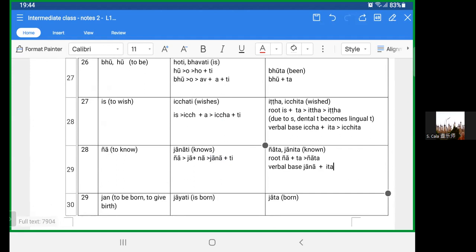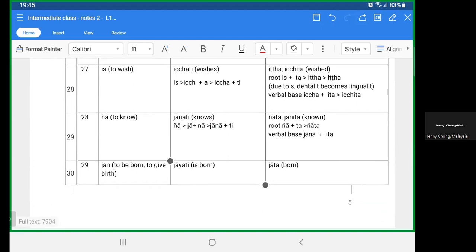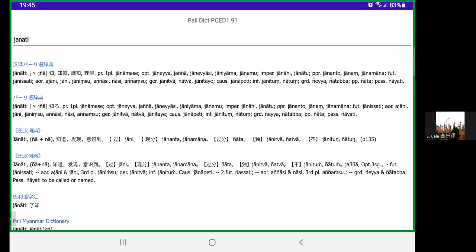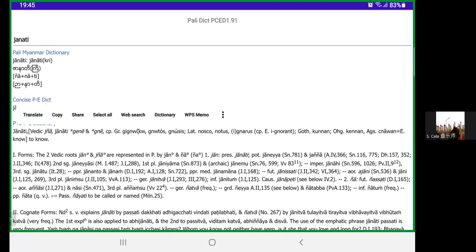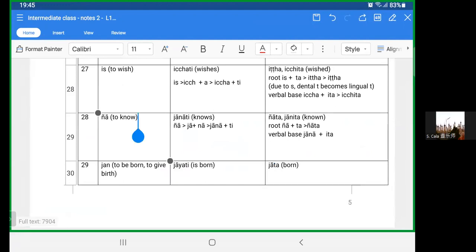Sometimes it has the root, sometimes it has this. How to memorize? Just memorize. That's how I memorize. Okay, next one. Sorry, Saji, the nya becomes j, is there any reason? All right, good. You look at Sanskrit. Janati, the root is actually nya. But if you look at Sanskrit, the root is this one, janya. So that's the reason. If you want to learn, you have to look at the Sanskrit. That's why it changed to j.